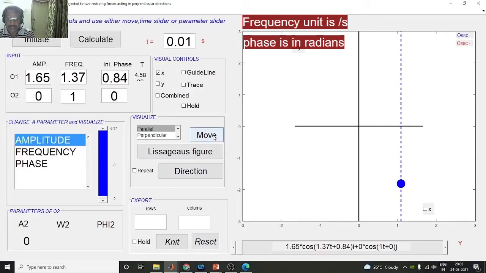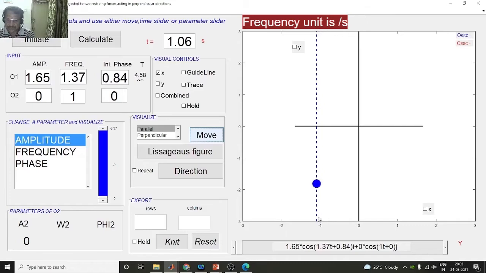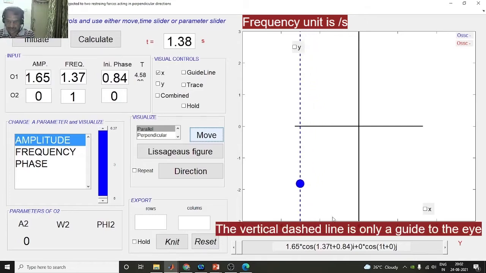Let's observe that. So we have an oscillator which has an amplitude of 1.65, and in this case this is the mean position. It goes towards the left, covers a distance of 1.65. We can assume this as a spring mass system, and then it comes back at a frequency of 1.3 radians per second, and the time period would be 4.58 seconds, and 0.84 is the initial phase. So this is the actual spring mass system, let us say, representing a simple harmonic motion.